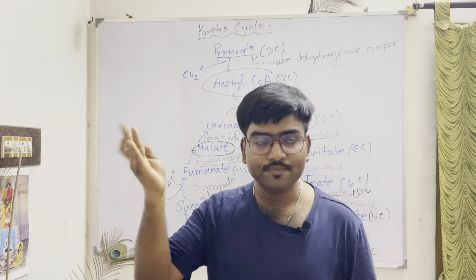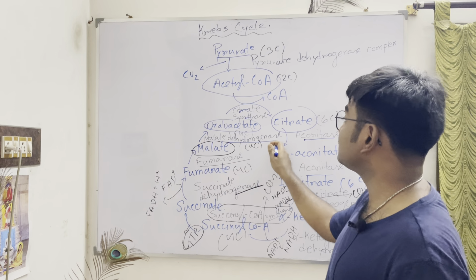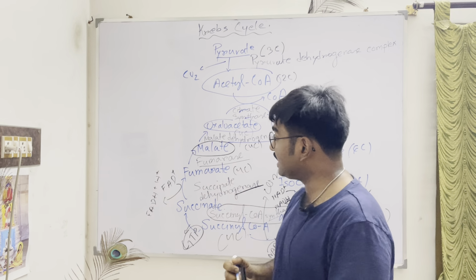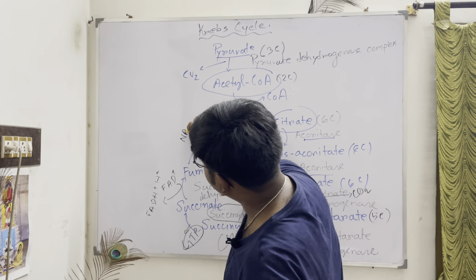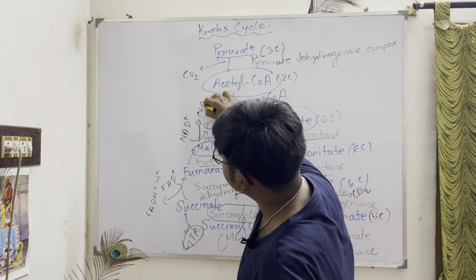Okay. So this oxaloacetate, it is a 4 carbon compound, but by which enzyme is it formed? Malate dehydrogenase. Again dehydrogenase. Dehydrogenase means again NAD plus will be converted into NADH.